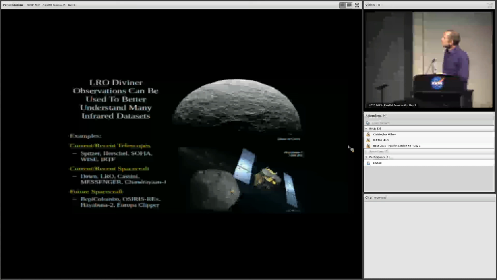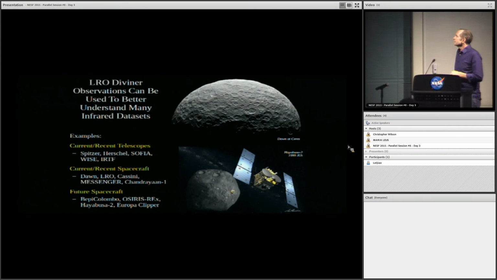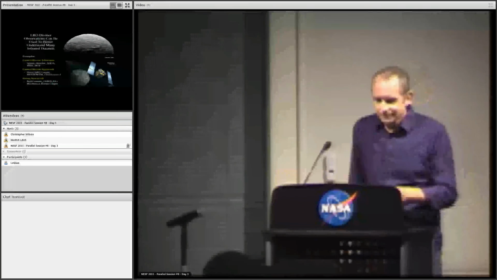And so the final slide here, essentially my conclusions, is that the Diviner observations can be used to better understand a lot of different things. The applications are quite wide-ranging, and not just on the moon, but throughout the solar system. Understanding the effects of surface roughness, how to determine temperature, and how they interact with each other, has lots of applications both to telescopic data sets and current recent spacecraft. Plus, we've got a bunch of thermal instruments on future spacecraft in the next few years. So I'll leave it at that, and thanks.